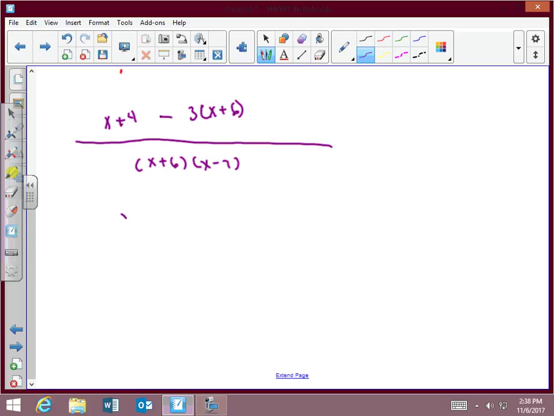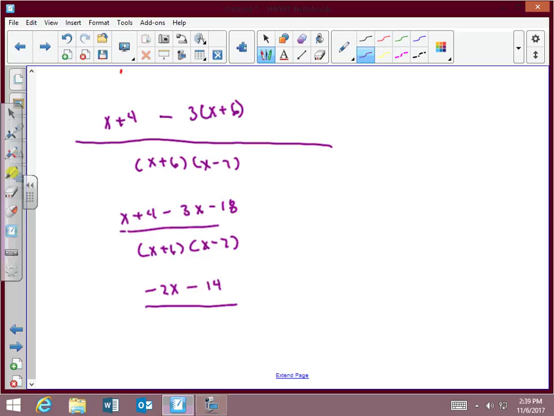So then my numerator is going to be x plus 4. This changes the sign inside, so it's a minus 3x minus 18 over x plus 6, x minus 7. Now then combine like terms in the numerator, minus 2x, and then it's a minus, what, 14? X plus 6, x minus 7. I don't know what I was doing there.